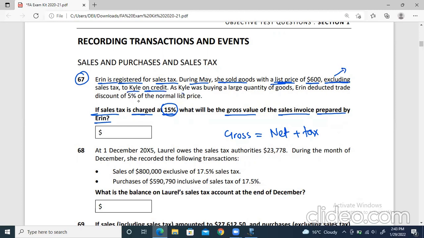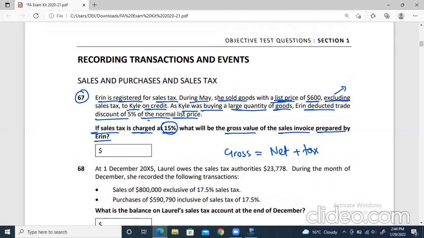As Kylie was buying a large quantity of goods, Erin deducted a trade discount of 5% of the normal list price. Okay. So there are two things involved in this question. First of all, there's a discount, then there is a sales tax. So both topics will be tested over here. Now let me tell you the sequence, what approach do we adopt for this kind of question.